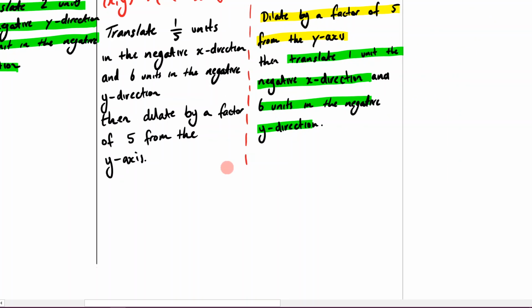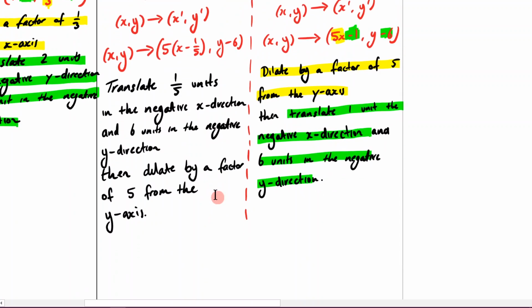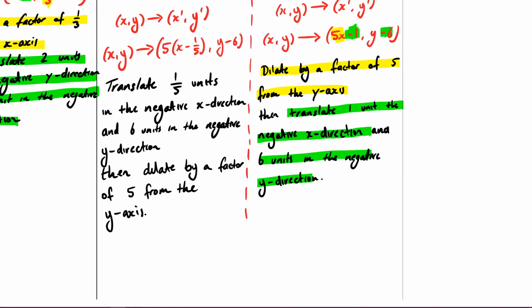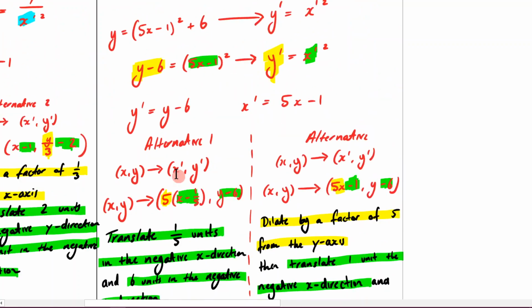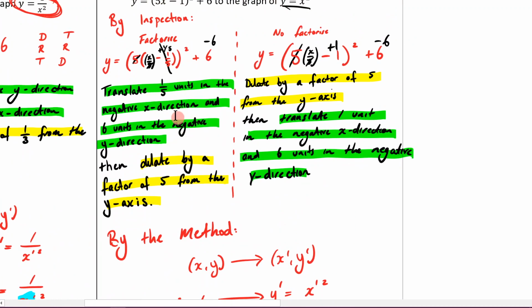And we're done. So if we just come here for a minute and reflect on what we did here, my voice is about to give up. We first translated, because we factorized, that's what we had to do. So translate 1 on 5 units in the negative x direction, and then remember you have to do all your translations at once, 6 units in the negative y direction, and then once we translated, we then dilated by a factor of 5 from the y-axis. And this is the same as what we did here.